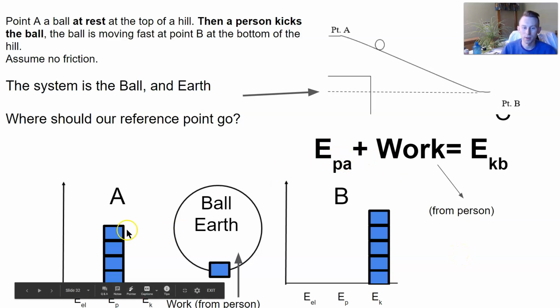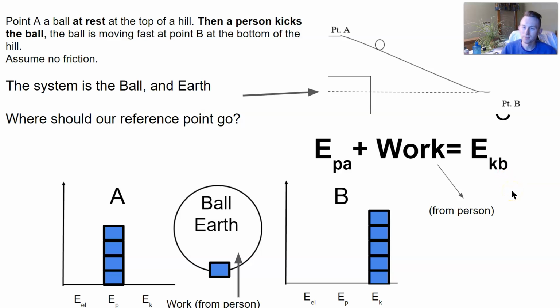And then in the end, this is what my final answer would be. So the potential energy of part A plus the work from the person. And again, it's good to make note of where that work comes from. And then that equals kinetic energy for part B.